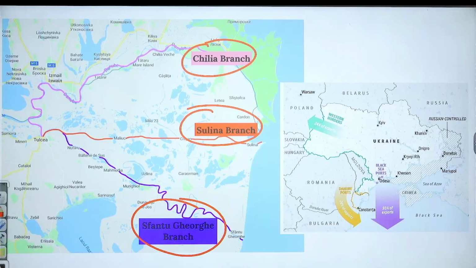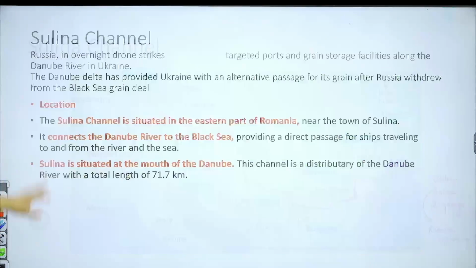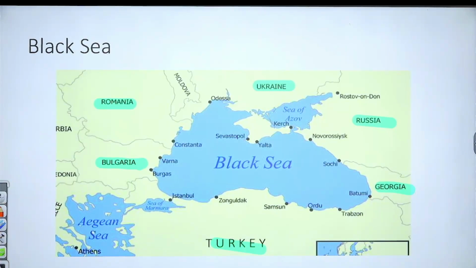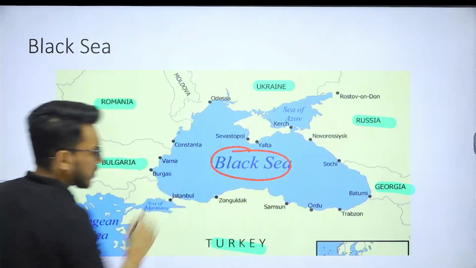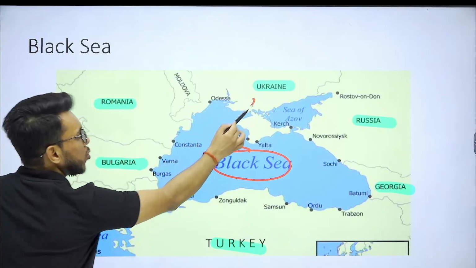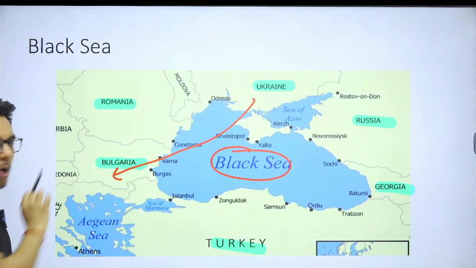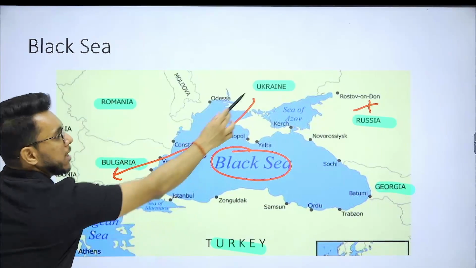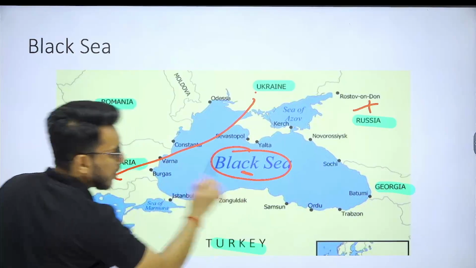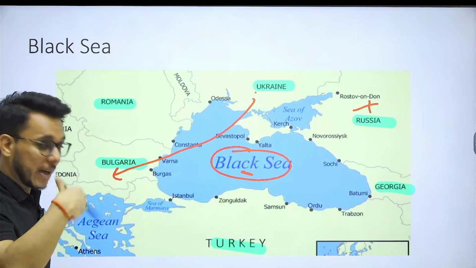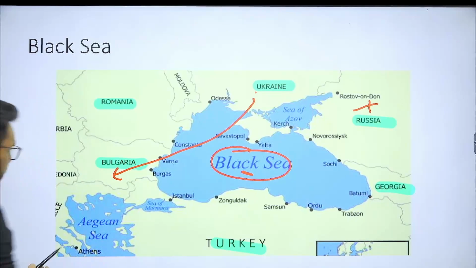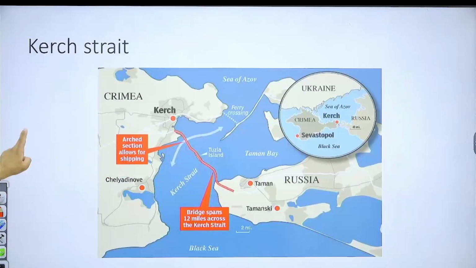Now, guys, if you remember, I'll take you back. This is the Black Sea, and Ukraine wants to export its grain to Europe, but Russia is not allowing the export of grain from Ukraine to Europe via the Black Sea. Turkey came out with the Black Sea grain deal, which Russia has withdrawn. Okay, keep this particular thing in your mind.